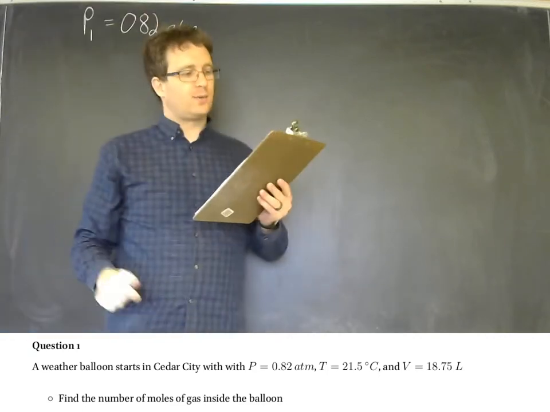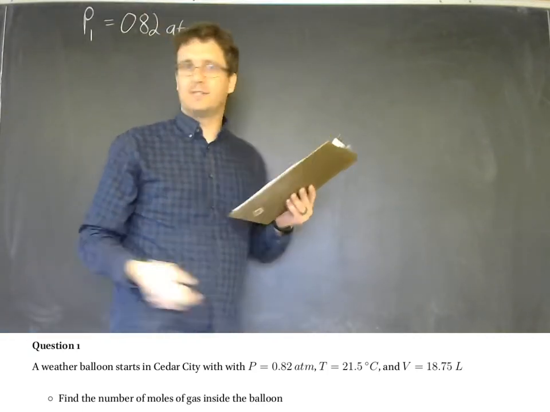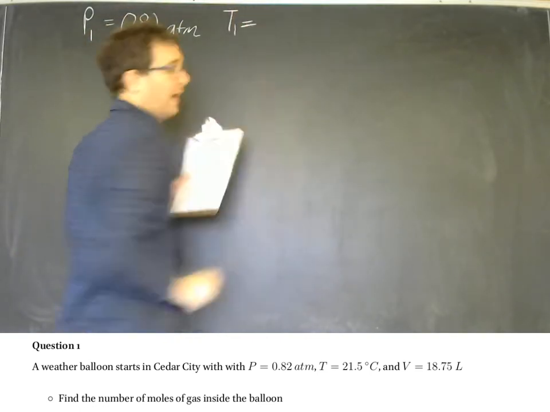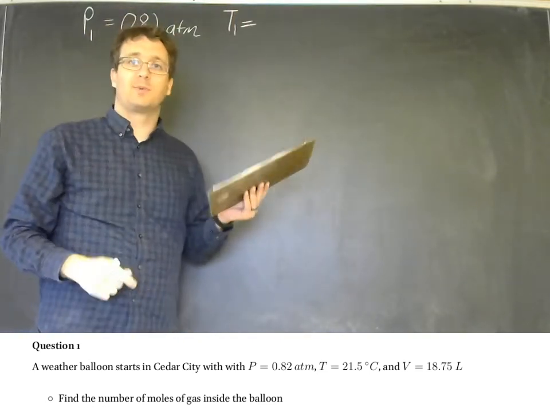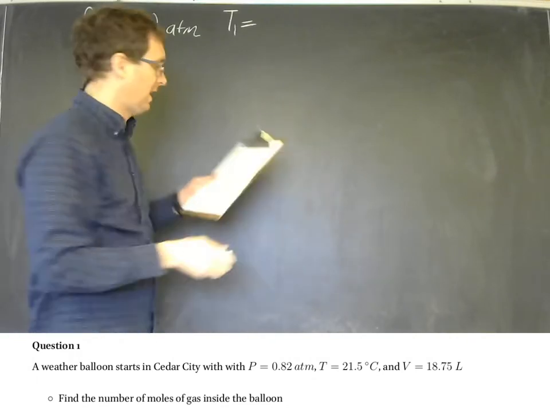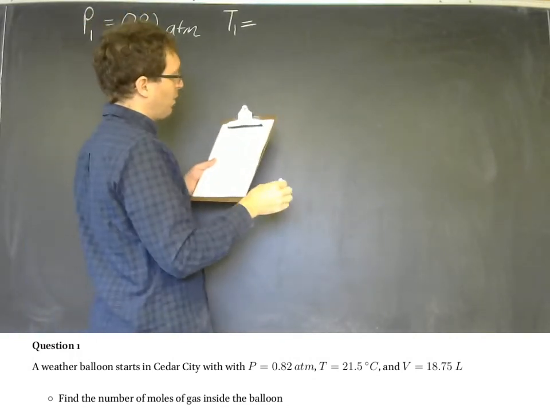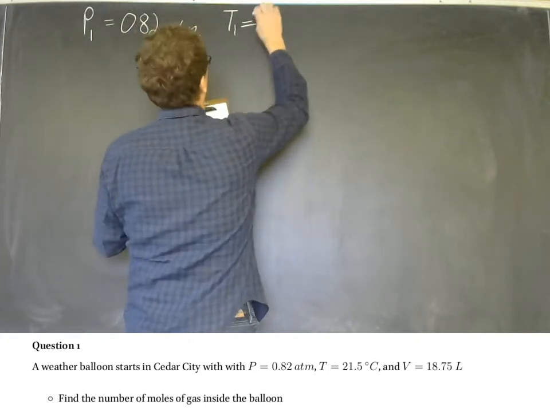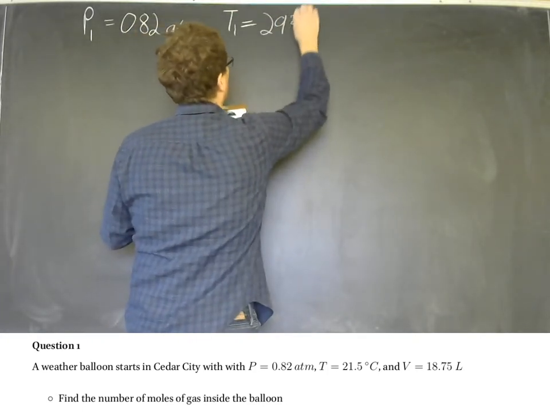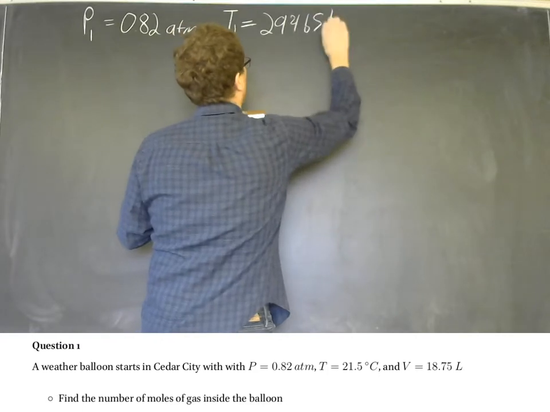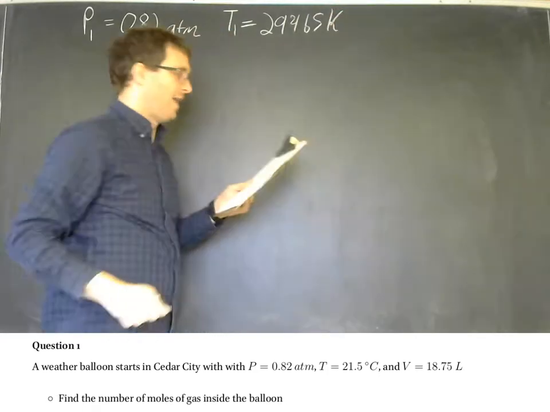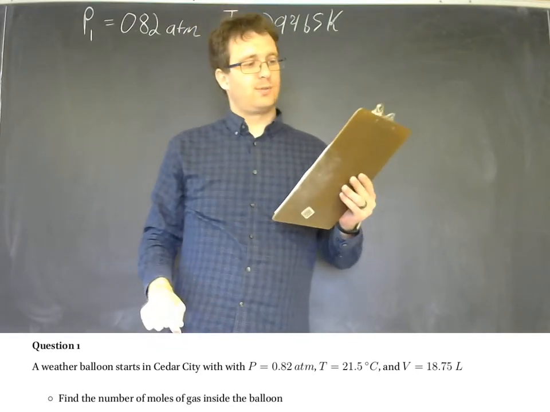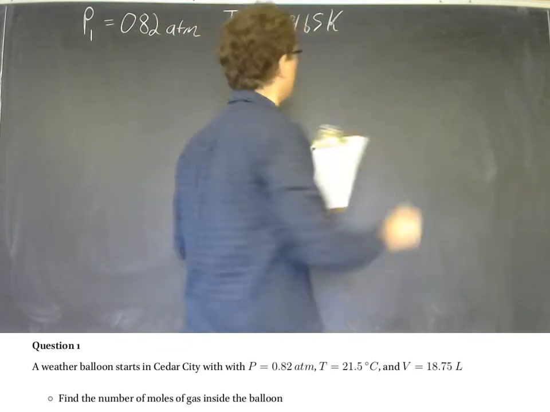T1 is equal to 21.5 degrees Celsius. I'm going to go ahead and convert that to Kelvin because we know that Kelvin is what we need for the gas laws. So that 21.5 degrees Celsius is 294.65 Kelvin. And then the V1 is equal to 18.75 liters.